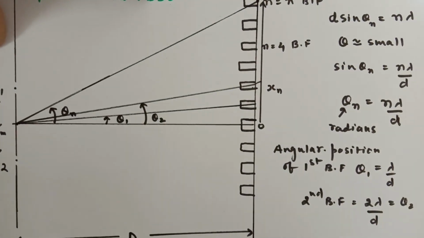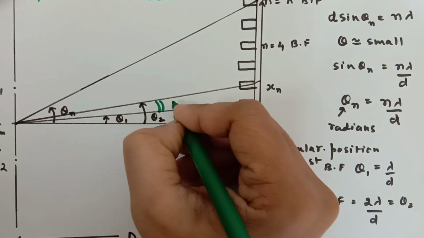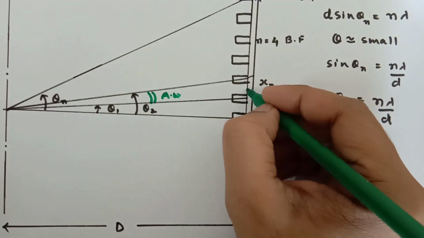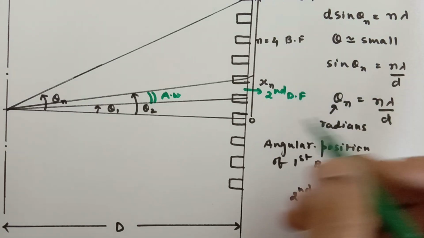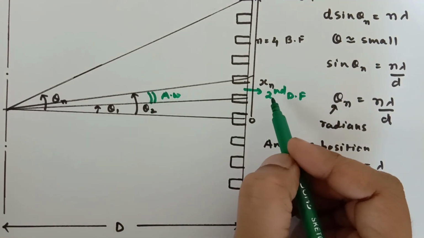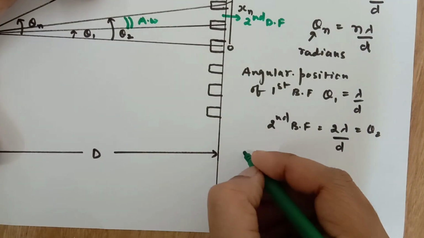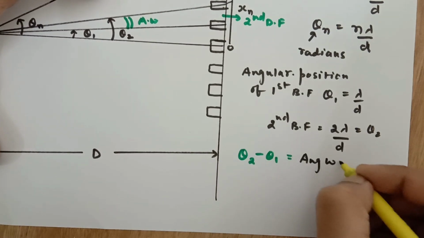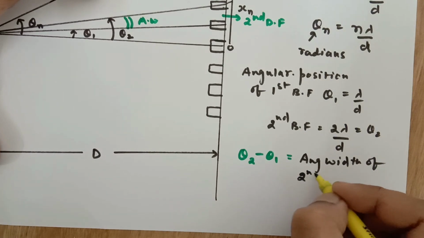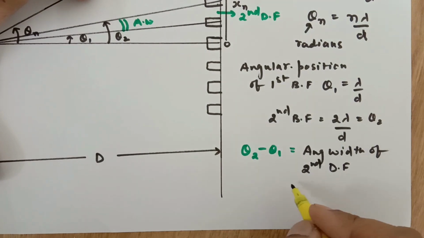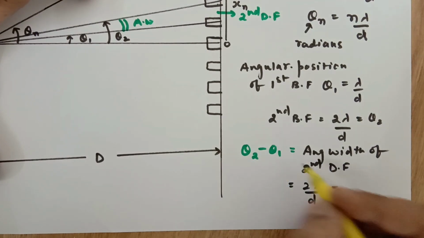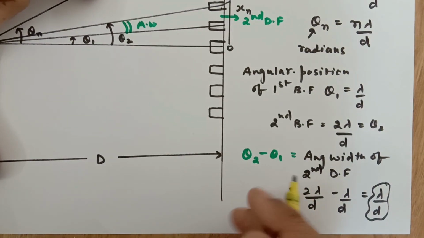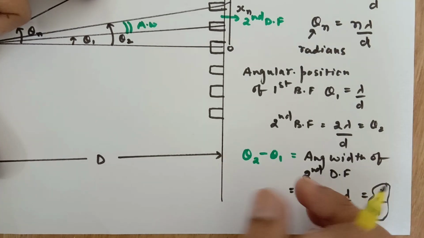Now the most important part: the difference in the angle between these two is known as angular width. You must understand very well that between two bright fringes you have a dark fringe. Now this is your second order dark fringe. So you are going to get the angular width of the second dark fringe if you subtract theta 1 from theta 2. So let us do that. Theta 2 minus theta 1 would be the angular width of the second dark fringe, and that can be further written as 2 lambda by d minus lambda by d. So lambda by d is our answer, which is the angular width of the dark fringe. It doesn't matter whether you are talking about the angular width of the dark fringe or the angular width of the bright fringe, the answer remains the same.